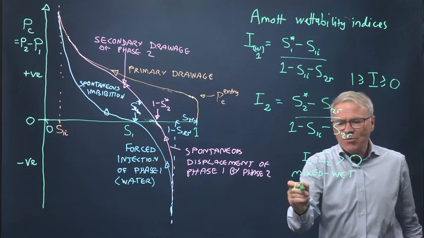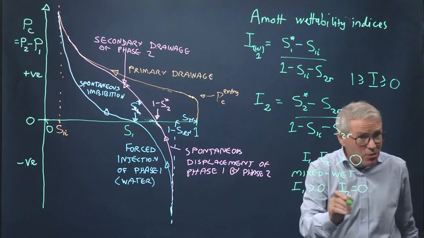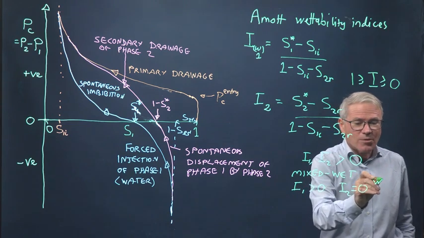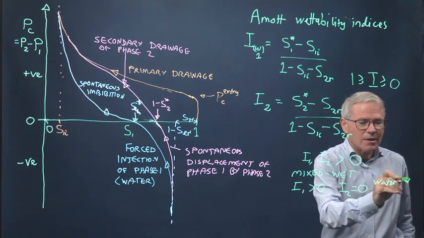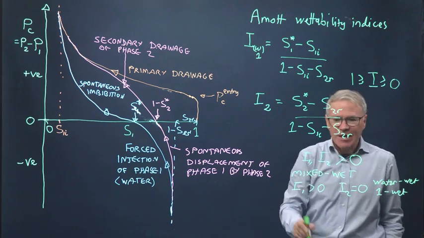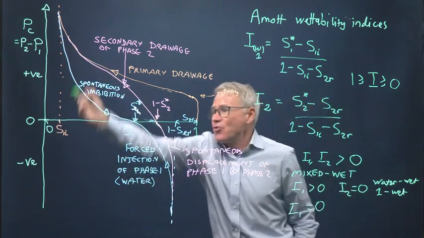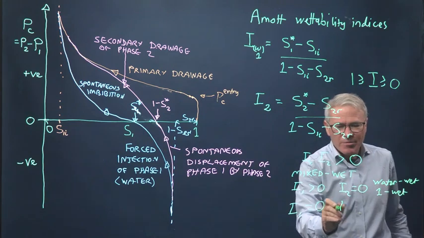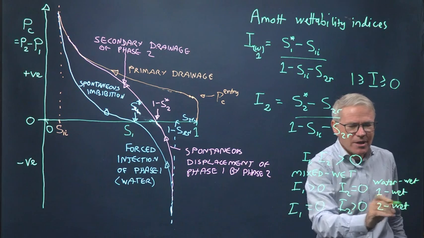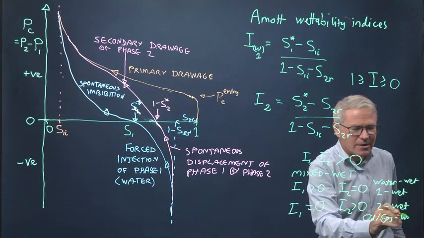If we have just I1 is greater than 0 and I2 is equal to 0, there's no spontaneous imbibition of phase 2, then this is clearly water wet, or phase 1 wet, right? Phase 1 is wetting. If on the other hand we have I1 is 0, so there's no spontaneous imbibition, we go straight to a negative capillary pressure, but I2 is greater than 0, then that's wetting to phase 2, so we could call that oil or gas wet, depending on what the phase is.